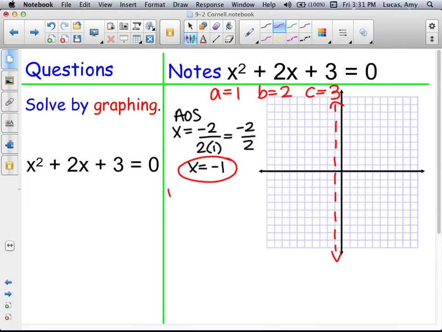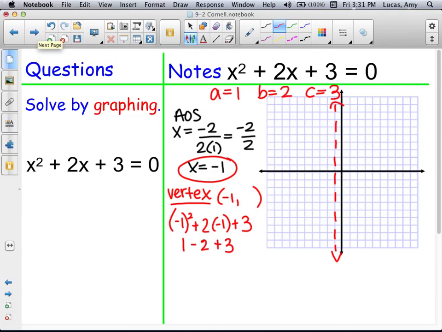Then, plug it in to find the vertex. -1 squared plus 2 times -1 plus 3. -1 squared is 1 minus 2 plus 3. So this would equal 2. So -1, 2 is the vertex right here.